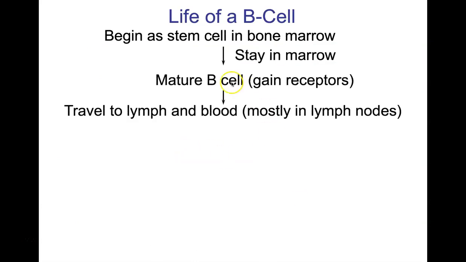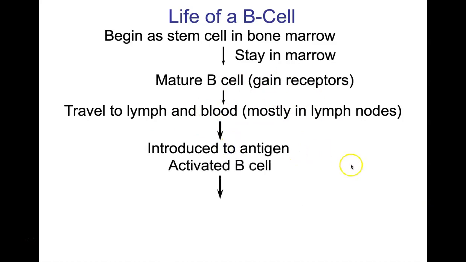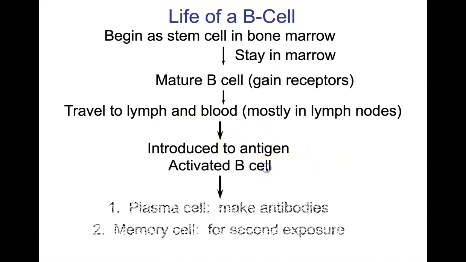And when they become mature, they gain receptors, so they start being able to respond to other compounds. Then they travel to lymph and blood. They're mostly housed in the lymph nodes, but they're also in the blood. And when they're introduced to an antigen, you get an activated B cell.